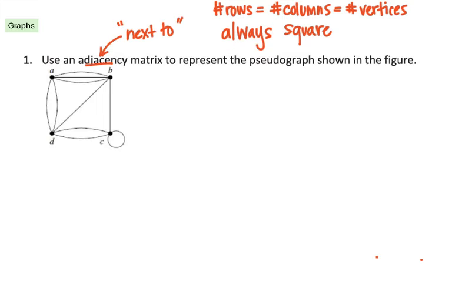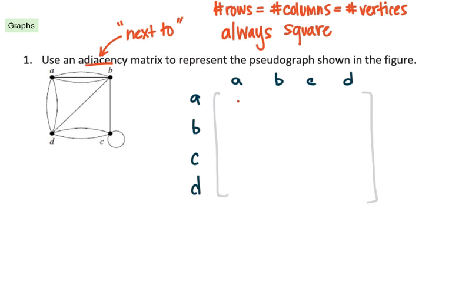The number of rows is the same as the number of columns, which is equal to the number of vertices. So in this particular case, we'll have rows labeled A, B, C, and D, and we'll have columns labeled A, B, C, and D. So the question we ask ourselves, for example, for that space in the matrix is how many edges, how many connections are going from A to A?